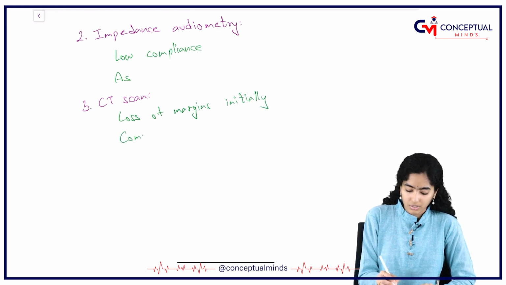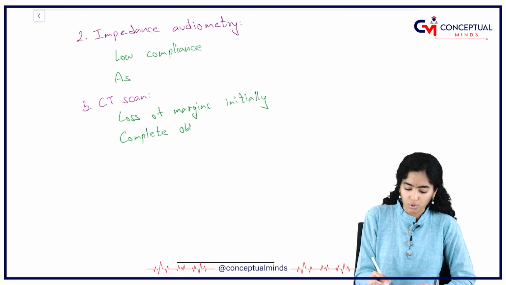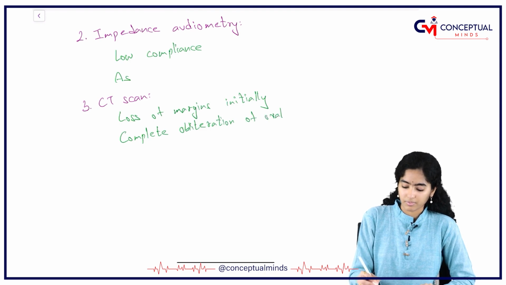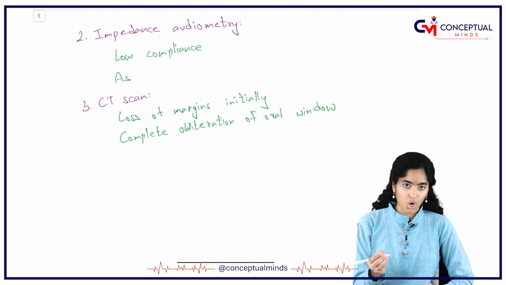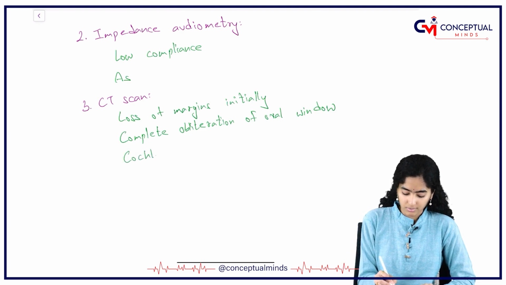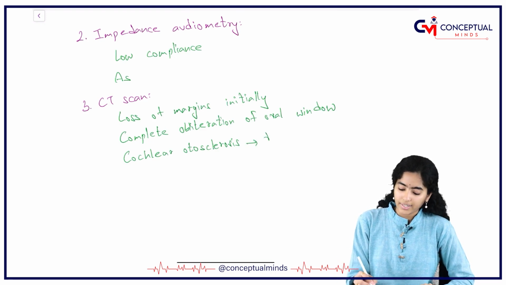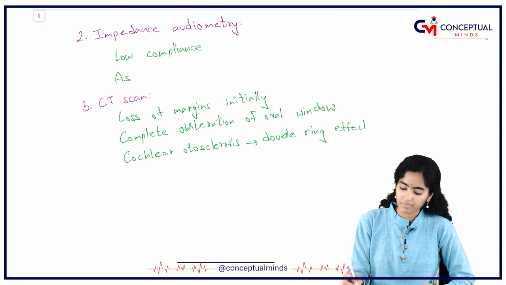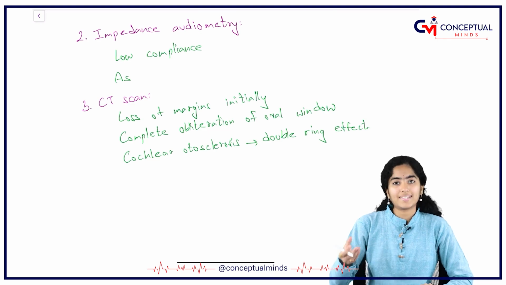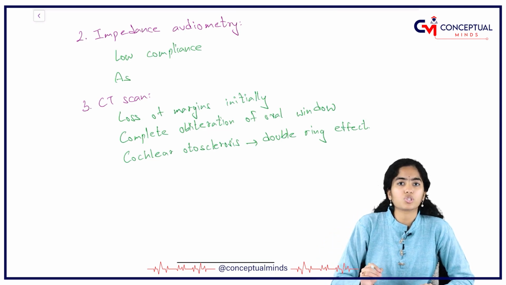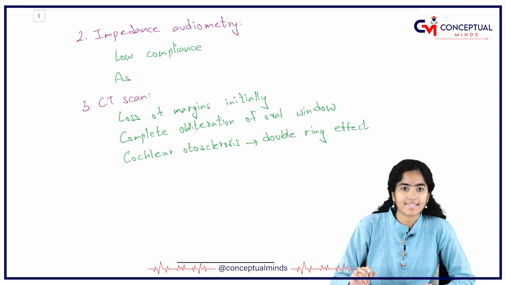Followed by complete obliteration of the oval window. And in case it is cochlear type of otosclerosis, you can see something called the double ring effect. Because inside the thickened capsule there is otospongiosis, they are seen as two rings.